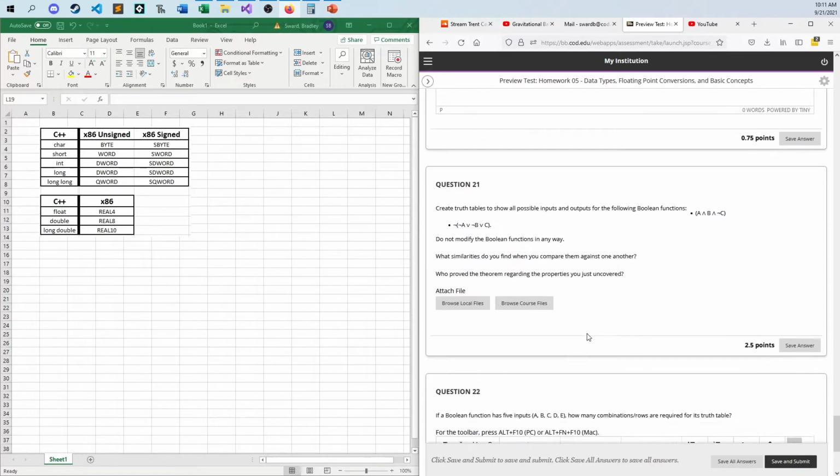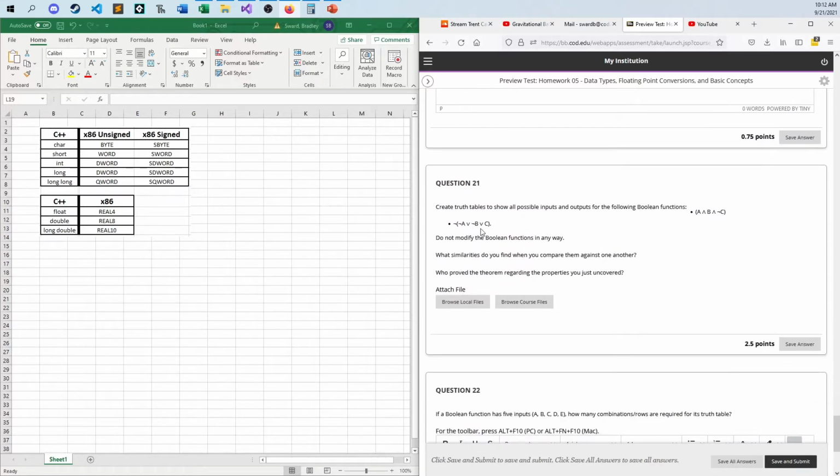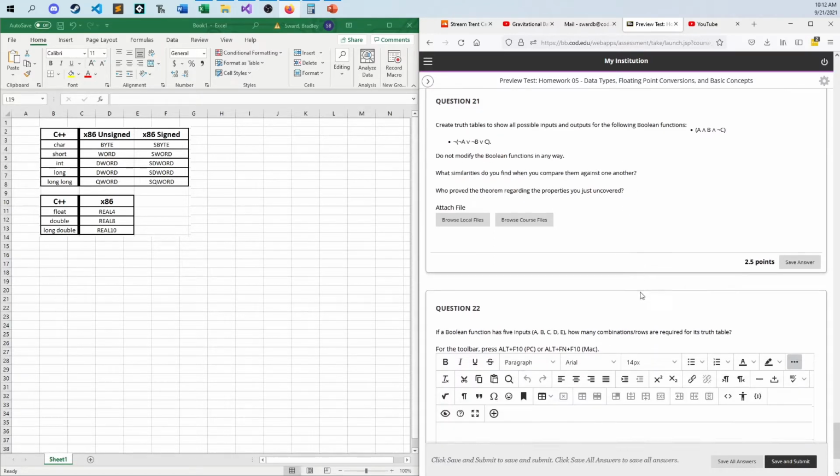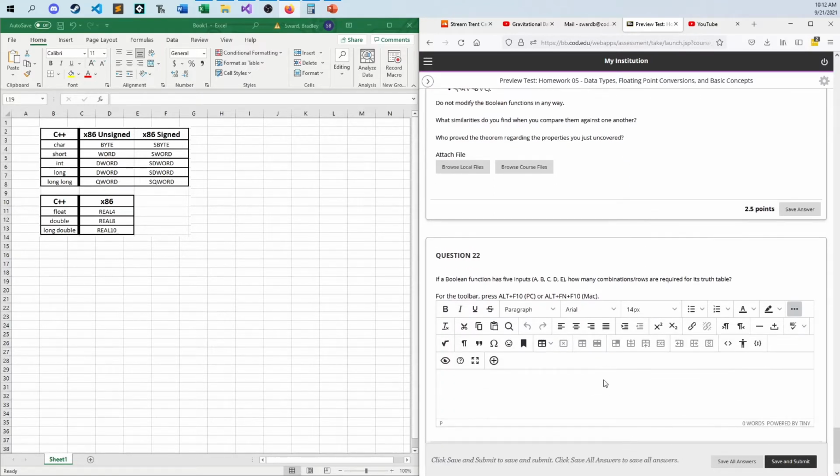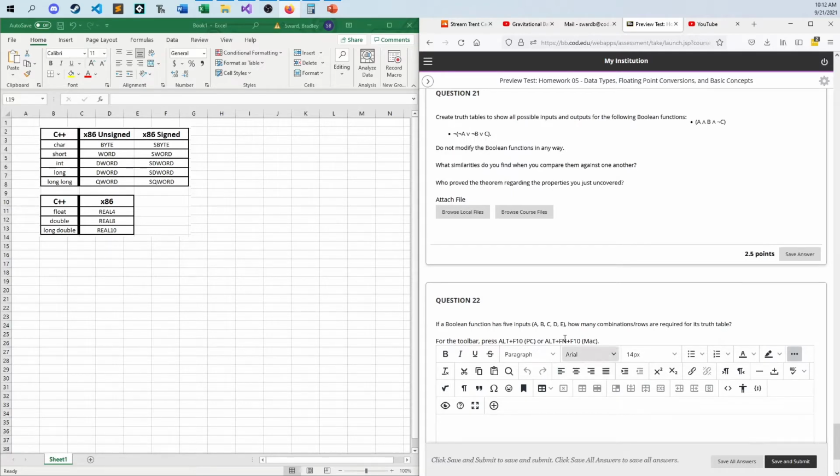Okay, same going for problem 21, that you can look up that truth table video that I created to look at those kind of things. And then this is just the same kind of question, if I have 5 inputs, how many different combinations, how many different rows do I need for the truth table?